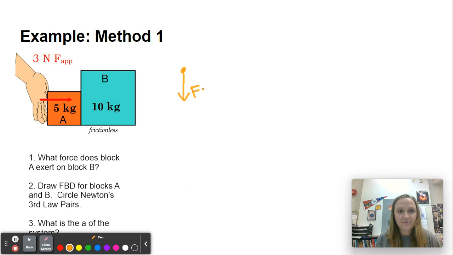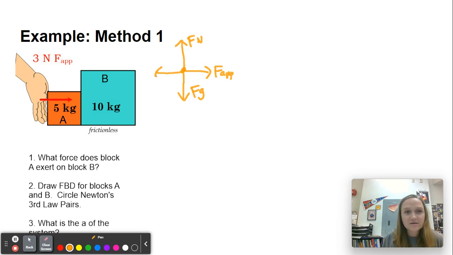So we've got force gravity, force normal. We've got an applied force. This is that 3 Newton force. But because A is touching B, there is a force on A from, I'm just going to call that FB, just so we know that's the force from B. And there's no friction. Thank goodness. There could be friction, but not yet.